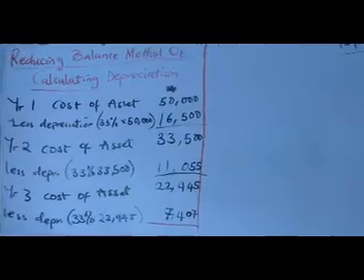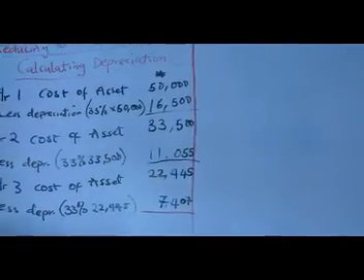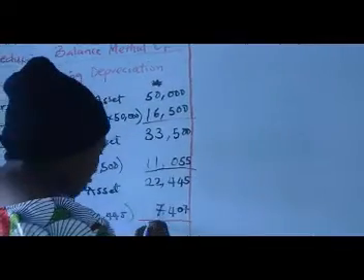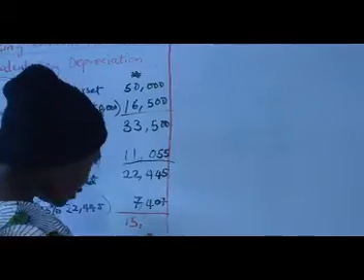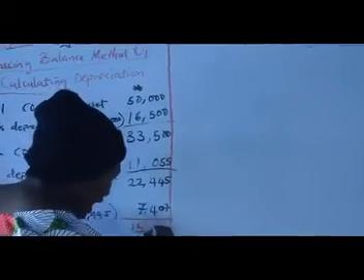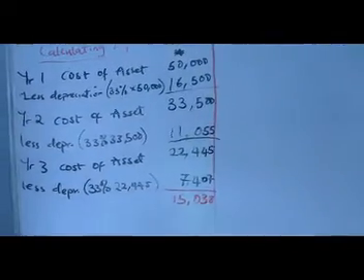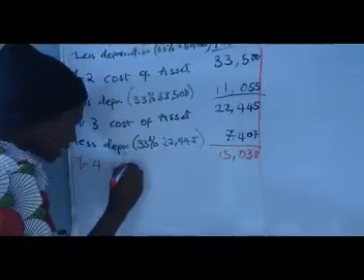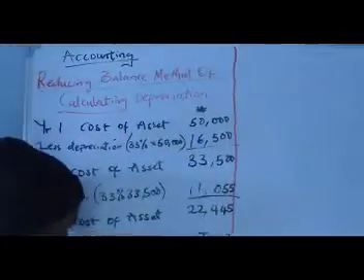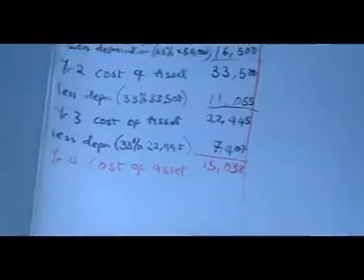So at the end of the year, you still less this from asset value for the third year. Okay, 22,445, and that will be giving us, to the nearest unit, 15,038. Okay, this is our value for the fourth year. This will be our cost of asset for our fourth year.